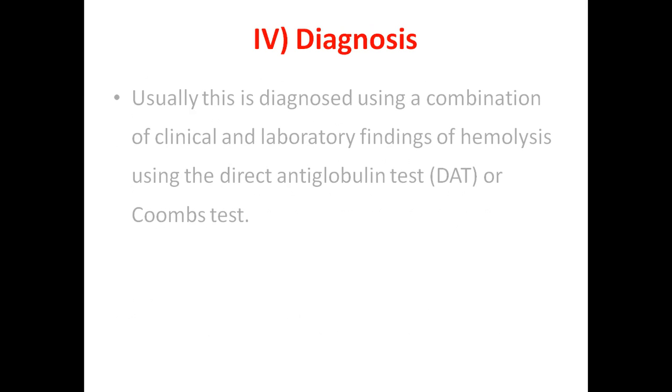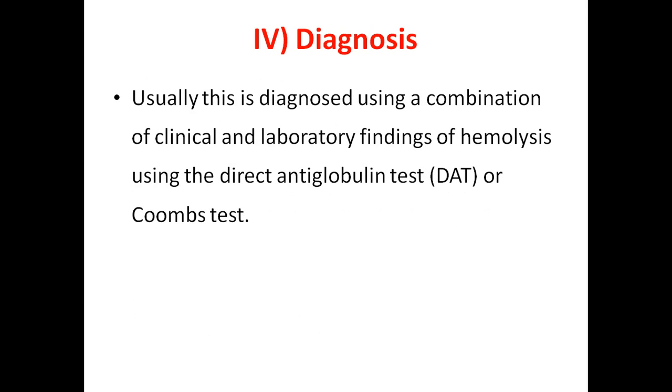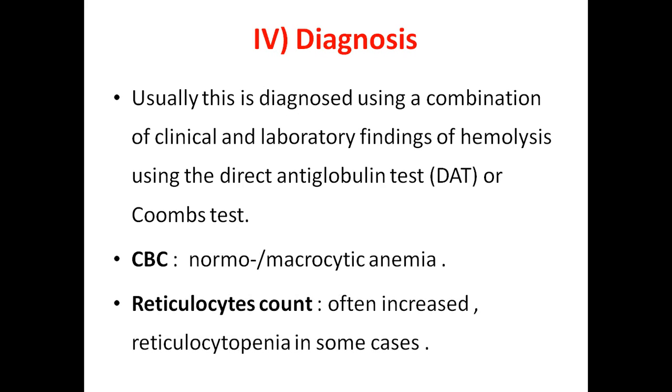Diagnosis: usually this is diagnosed using a combination of clinical and laboratory findings of hemolysis using the direct antiglobulin test or Coombs test. Complete blood cell find normal or microcytic anemia. Reticulocytes count is often increased, but we can see reticulocytopenia in some cases, like infection by parvovirus B19 or lymphoproliferative syndrome.